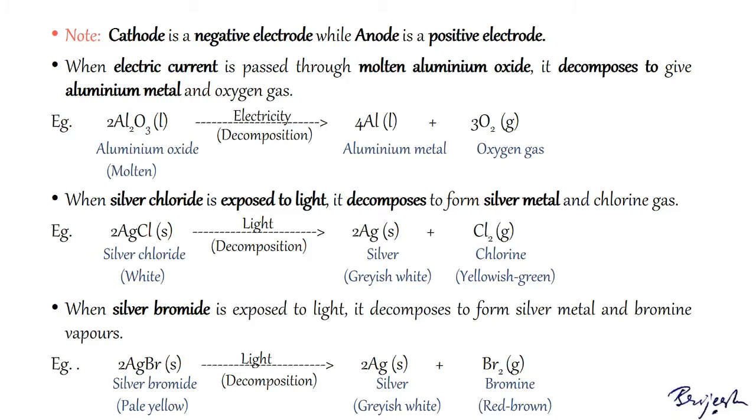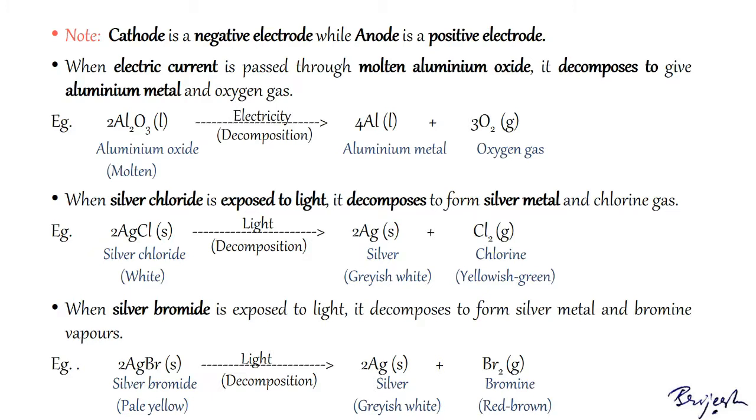We will now describe some decomposition reactions which are brought about by light energy. When silver chloride is exposed to light, it decomposes to form silver metal and chlorine. In this reaction, the white color of silver chloride changes to grayish white due to the formation of silver metal. The decomposition of silver chloride is caused by light. It may be sunlight or bulb light. So this reaction is used in black and white photography.